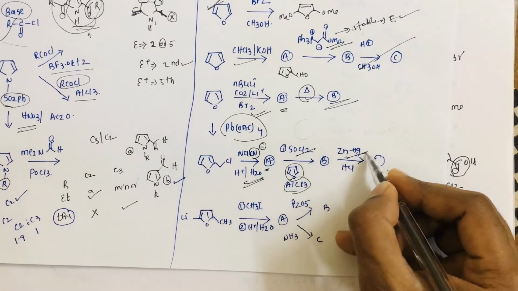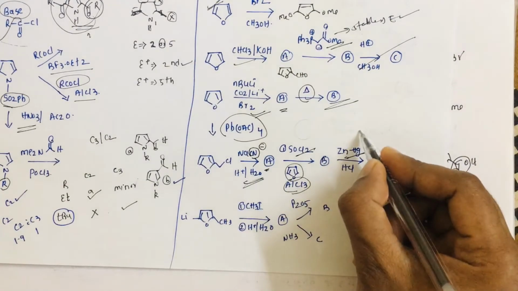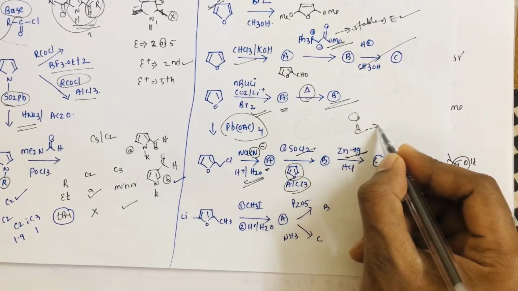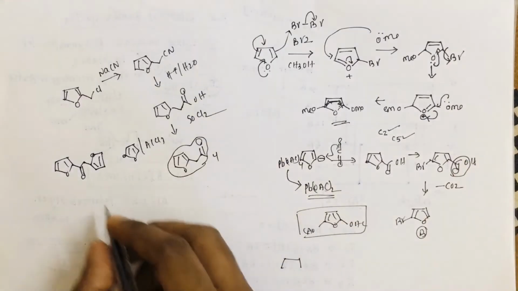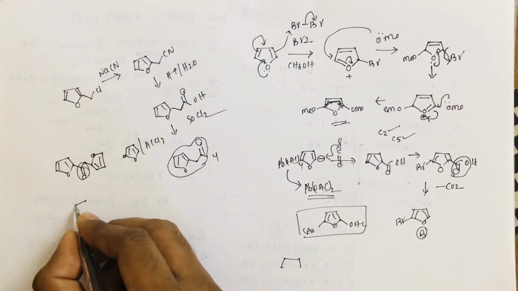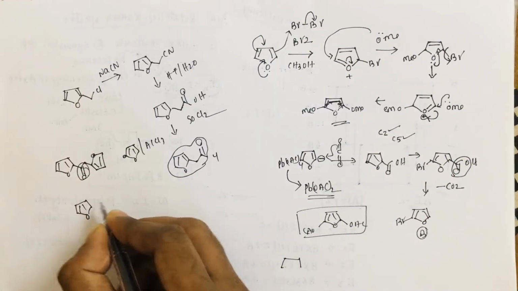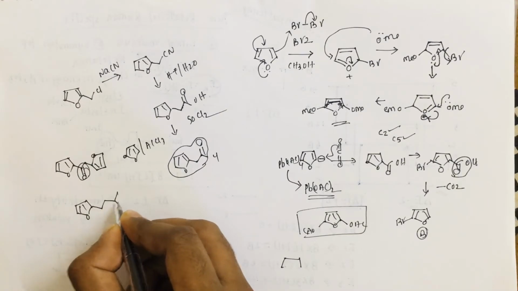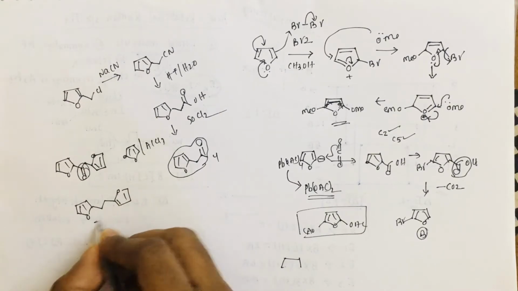Okay, and then we have Zn-Hg. This is a reducing agent. It converts carbonyl compounds into CH2, and this carbonyl compound gets converted into CH2, and the product we'll get is this product.